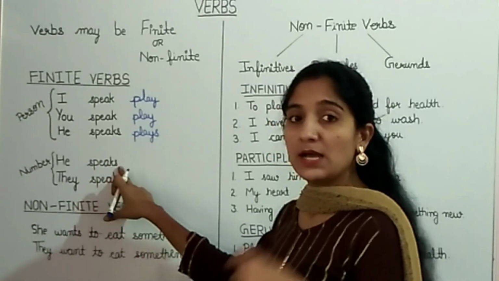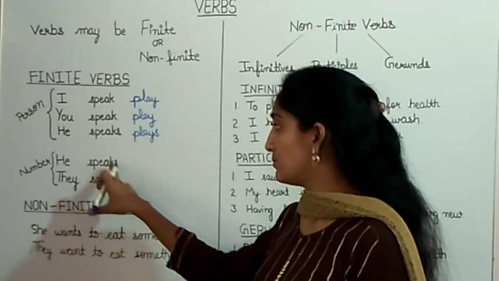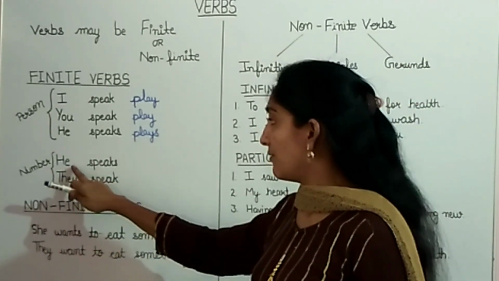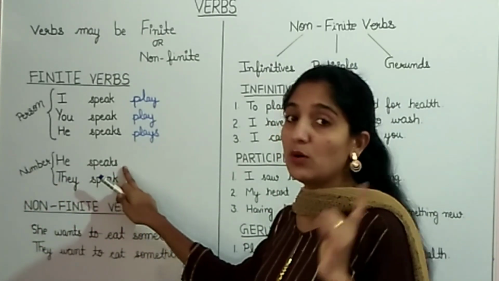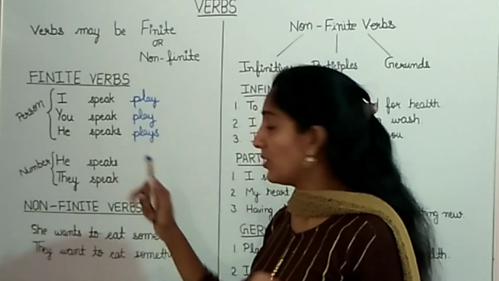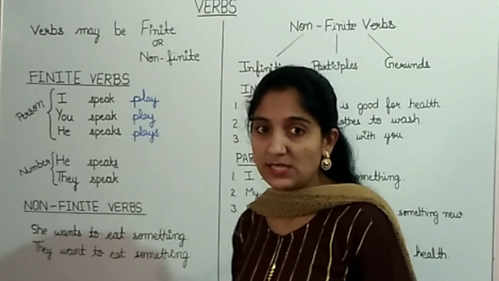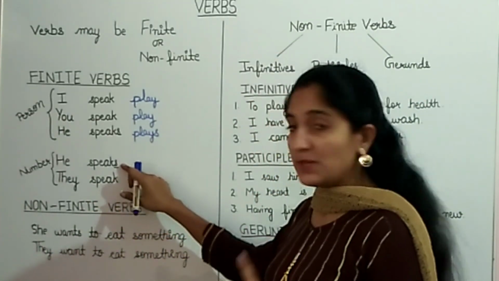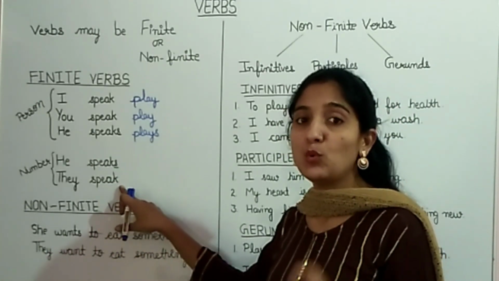With singular we use speaks. With plural we use speak. He speaks, they speak. Now if the subject is singular, we must use a singular verb. If the subject is plural, we must use a plural verb. But here you can see s is there, and you should not confuse between these. Here s means this is a singular verb, and s is not there, it means this is a plural verb.